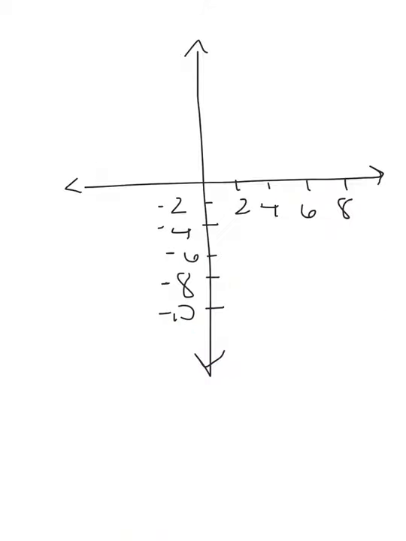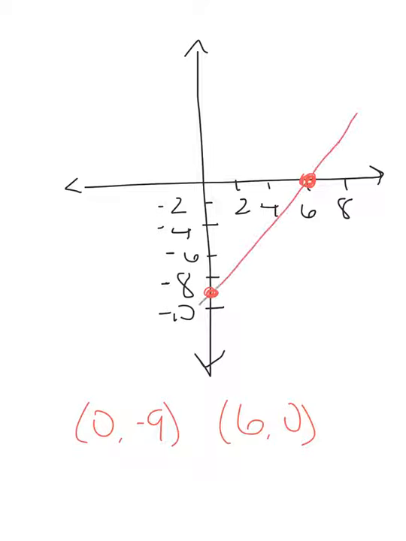On my graph, my two intercepts were 0, negative 9, and 6, 0. So 0, negative 9 means I'm going to start at 0 and I'm going to go down 9. 6, 0 means I'm going to start on my 0, 0. I'm going to go over 6 and stay there. Connect your two dots and you're done. Please pause the video and work on A and B below.